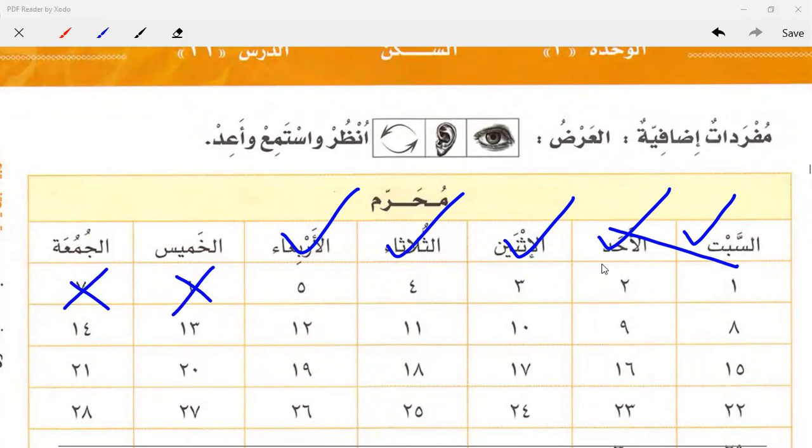Someone is asking me what is the meaning of al in these words. Al is just used to show a definite word. Here we are talking about a specific thing, which is Saturday, which is Sunday, which is Monday, a specific thing. That's why we are using alif lam here. And usually in every sentence, we will use them as definite, so it will be better for you if you use alif lam with them.